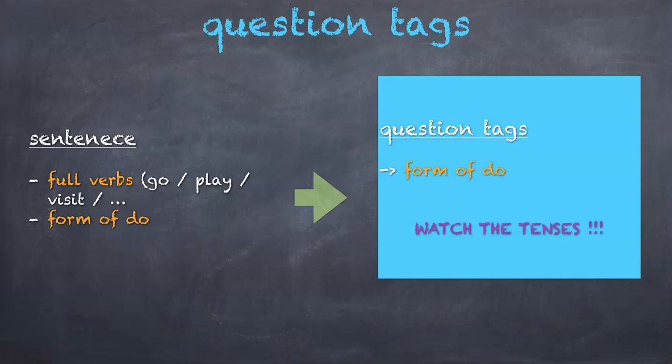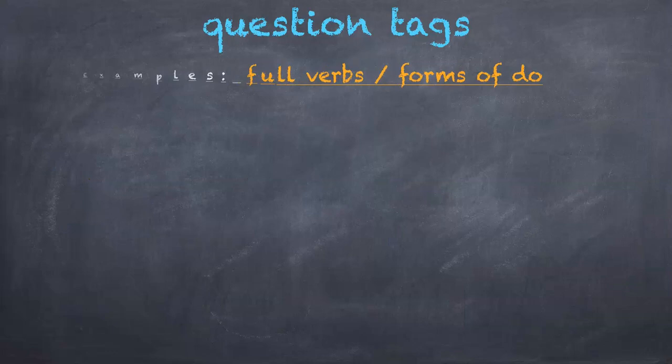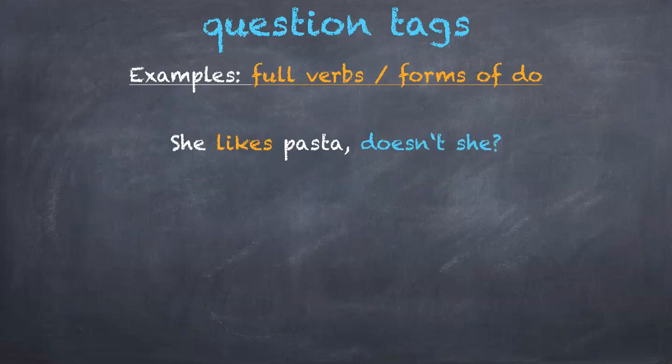The only thing you have to pay attention to are the tenses, because it has to be in the correct tense. But still, you change from negative to positive and from positive to negative. I think we have to look at some examples here too. She likes pasta, doesn't she? So here you have a full verb with like. And likes is in the simple present, so you have to use a simple present question tag.